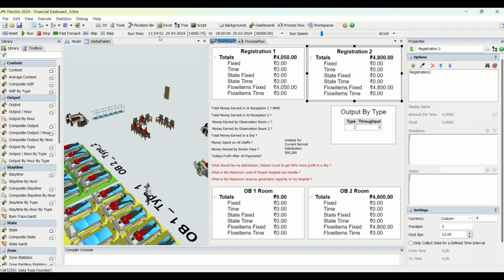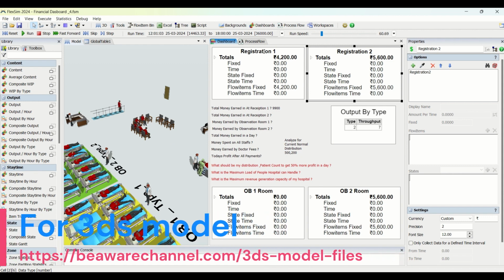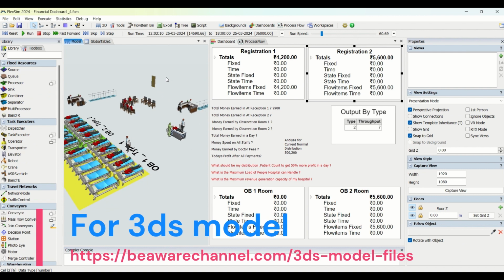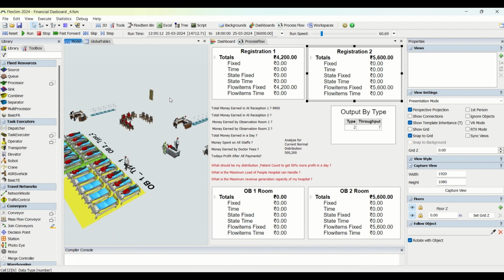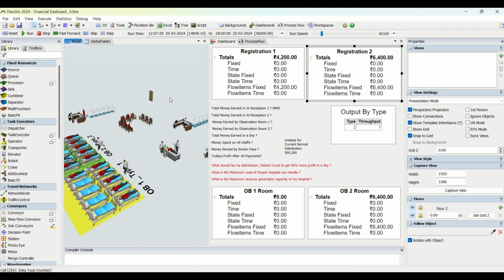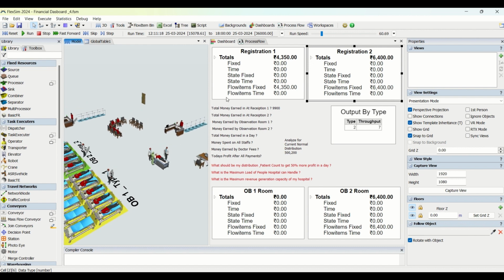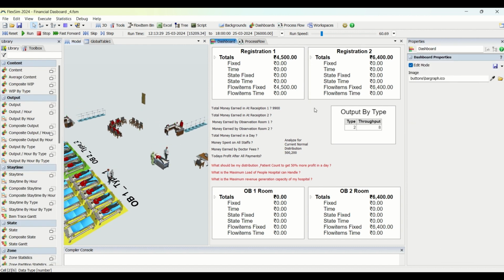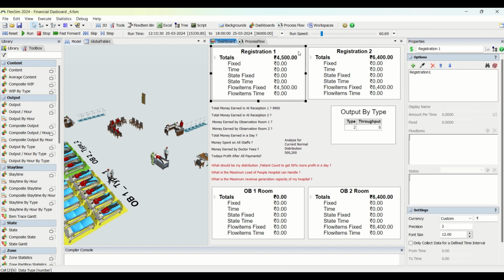Basically we are going to run the simulation model for 36,000 seconds, that is almost 10 hours. We are going to run this simulation model and identify how much revenue is generated in those 10 hours of working. Now I will take you to this first graph of registration 1, because our first question is how much would be the total money earned at reception 1.